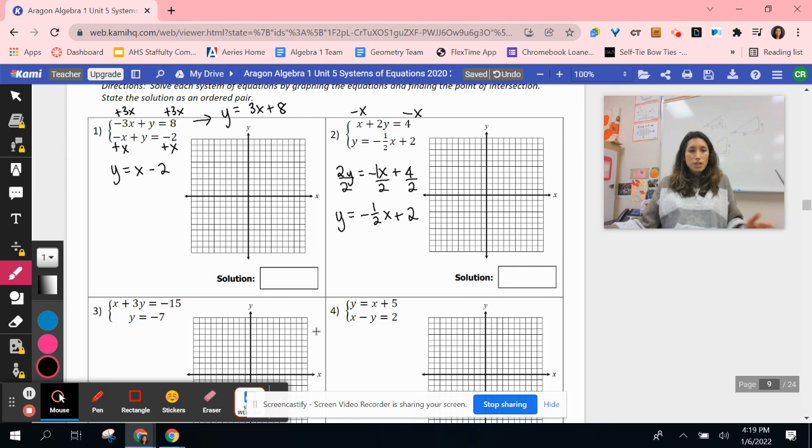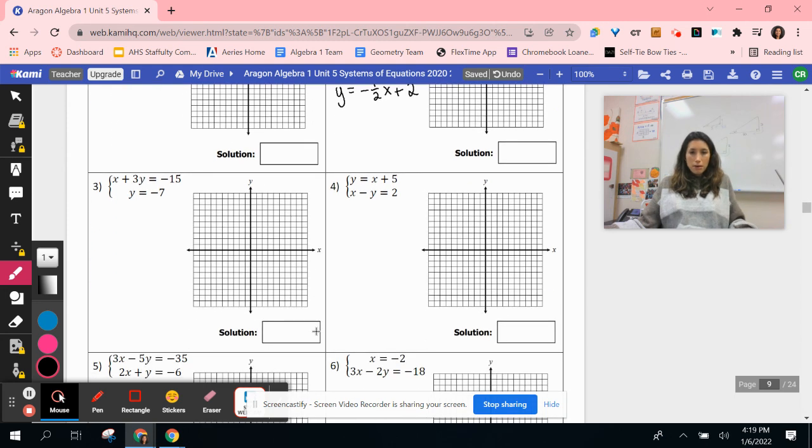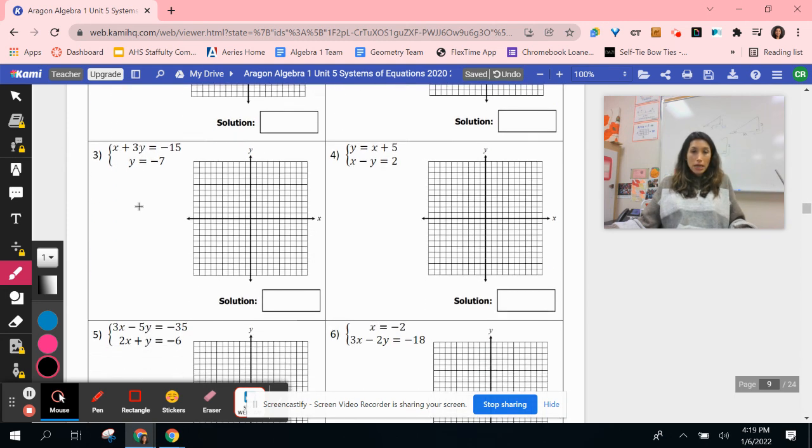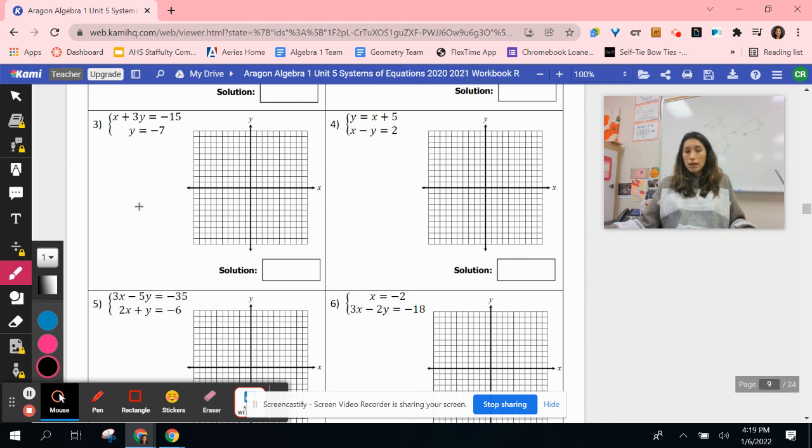Okay, so you're just going to be graphing for the rest of these. We have another horizontal line. Remember, we have also a vertical line in the x equals format. So just graph the rest of these and find their point of intersection, and then make sure you write your solution as a coordinate point. And do know that if the lines are parallel, you can write no solution, and if the lines are the same exact line, we can write infinite or all real numbers.